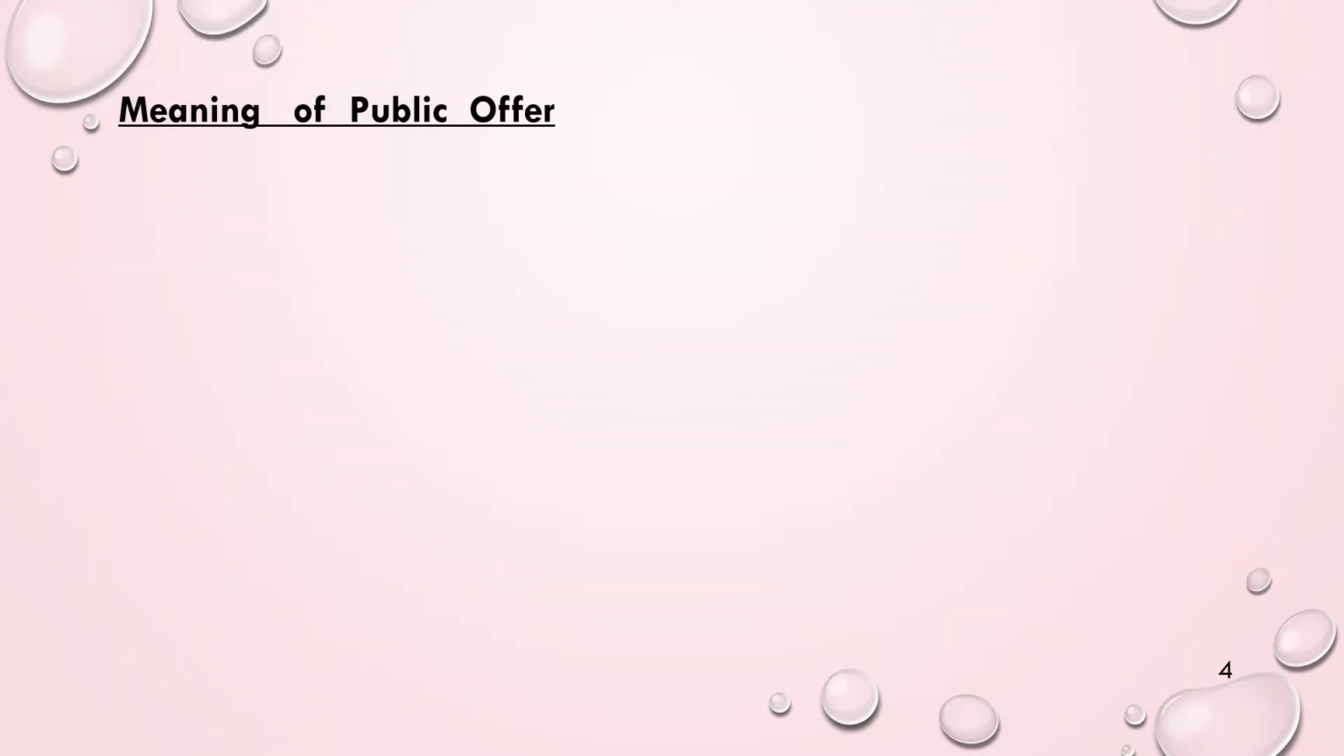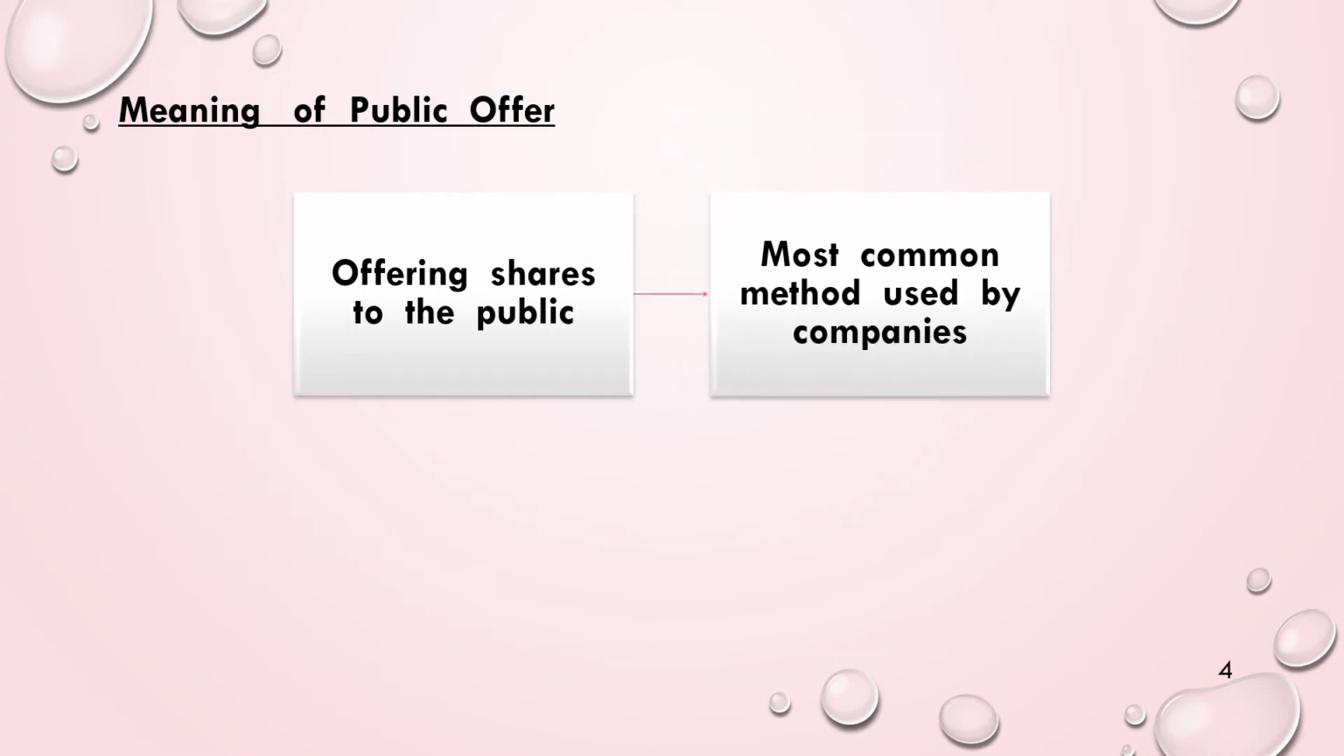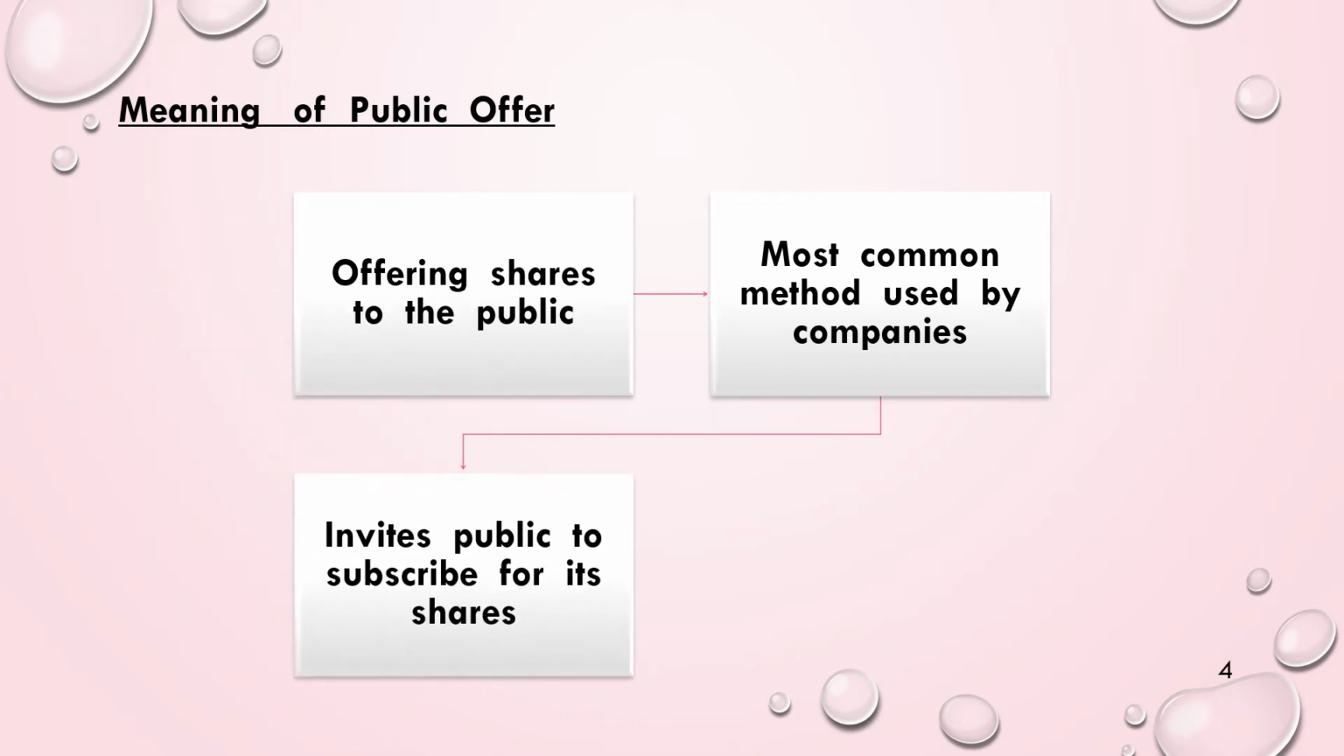As seen in the flow chart, the first method of issue of shares is public offer. So firstly, we'll understand the meaning of public offer. The term public offer is also called public issue, which means offering shares to the public for subscription or buying. This is the most common method used by joint stock companies to raise funds by means of issue of shares. In this method, the company invites the general public to subscribe or purchase its shares by means of issuing a document which is called a prospectus. So public offer implies whenever a joint stock company offers the shares to the general public and invites them to purchase or subscribe for its shares, then it is said to be a public offer made by the joint stock company.